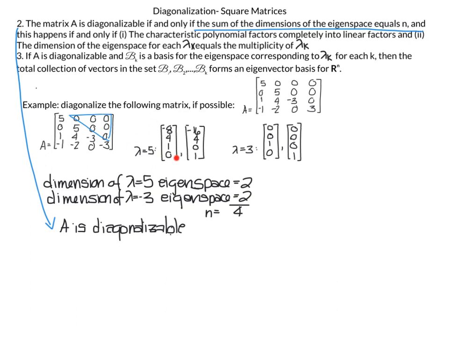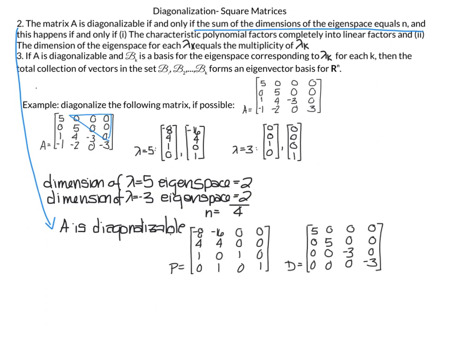So here, my eigenspace for lambda equals 5 has two basis vectors, so the dimension is 2. My eigenspace for lambda equals 3 has two basis vectors, so the dimension is also 2. So 2 plus 2 is equal to 4, which is exactly equal to n. According to this theorem, A is diagonalizable if and only if the sum of the dimensions of the eigenspaces equals n. So it is diagonalizable.